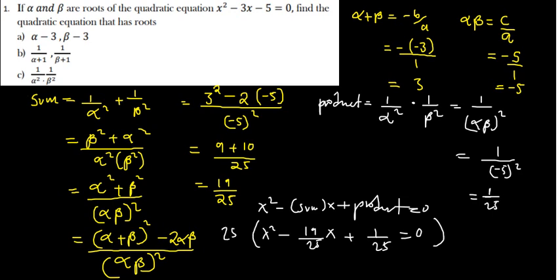by 25. So 25 times x squared, that is going to be 25 x squared minus 25 multiplied by 19 over 25. The 25 will cancel, that will be 19x. Then 25 times 1 over 25, the 25 will cancel, that will be 1, and that is going to be equal to 0. So this is how it's going to be for this one.